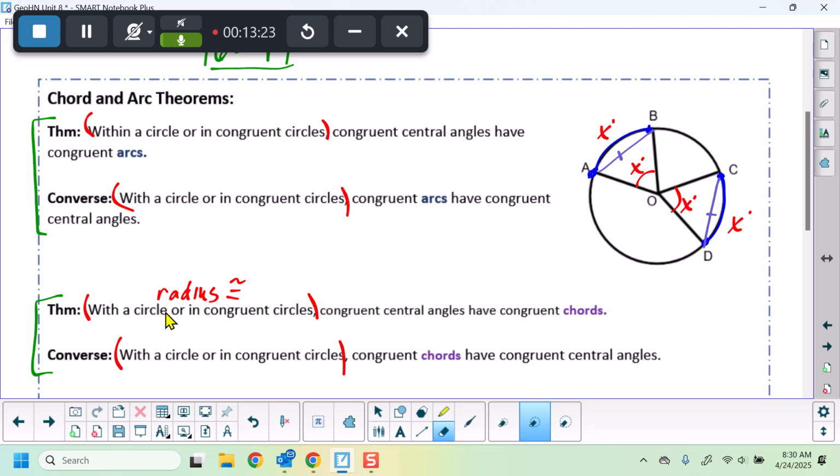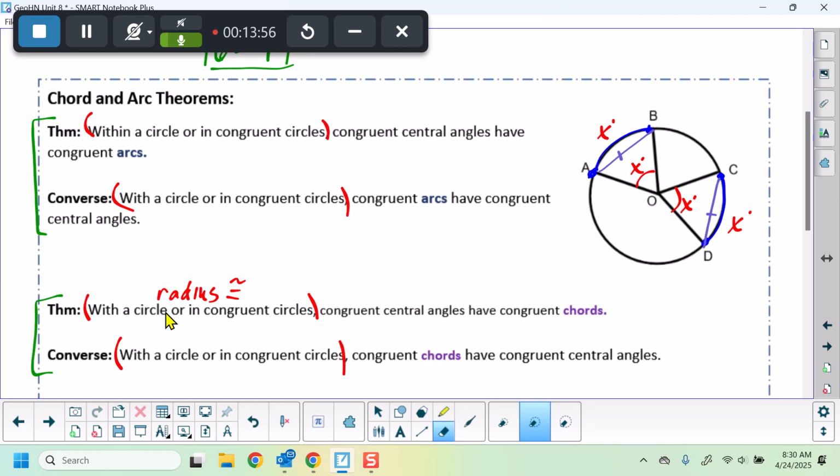Because if your angles are the same, your arc measures are the same, if it's in the same circle or congruent circles, and that's what this sentence means with each one. Within a circle or in congruent circles, if I have the same radius, then congruent central angles and congruent arc measures are going to lead to congruent arc lengths. Congruent arc lengths are going to give me congruent chords, so the shortest distance possible between those two.